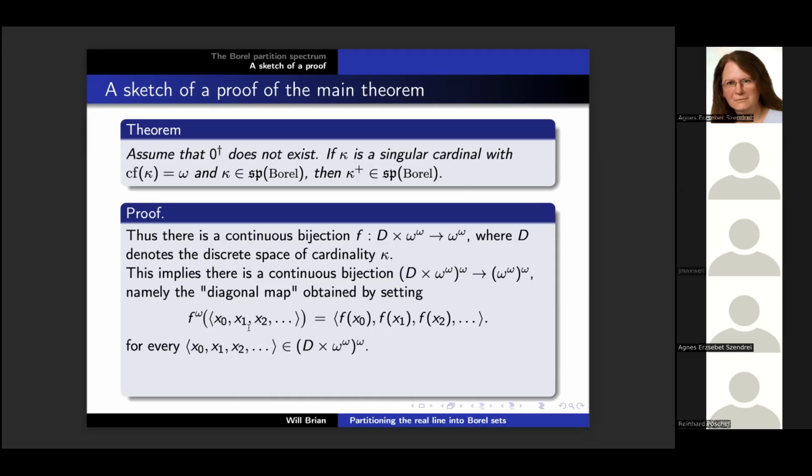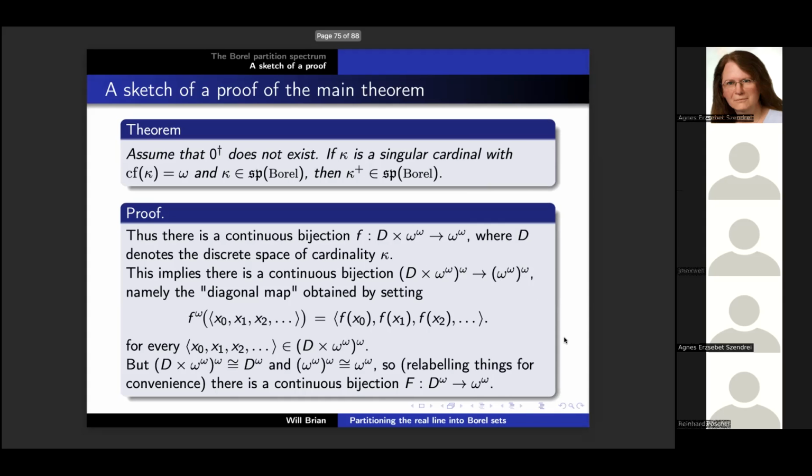So what does f to the omega do to this countable sequence of things from the original domain? It just applies f to each of them individually. And so what we get with f to the omega is a sequence of things in the original codomain, hence the original codomain to the omega. And it turns out, it's actually not too hard to check, that if the original function is a bijection, then f to the omega is also a bijection. And if the original function is continuous, then f to the omega is also continuous. So what this means is that we have a continuous bijection now from D cross Baire to the countable power onto Baire to a countable power. And now we're just going to observe that taking countable powers didn't do anything to the right-hand side. So the Baire space to the countable power is still the Baire space, but it did do something interesting to the left-hand side.